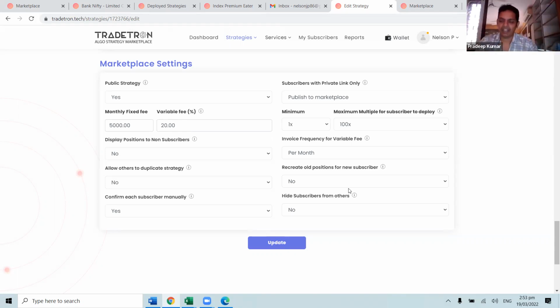His deployment is different, in his own account. Once you duplicate it, you made a copy of that, and your deployment is separate now in your account. So you can actually edit the parameters also. You can make any changes that you want in that particular strategy and it will work separately in your account. That's how it works.